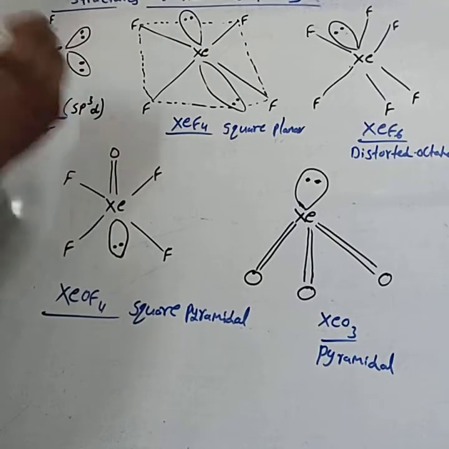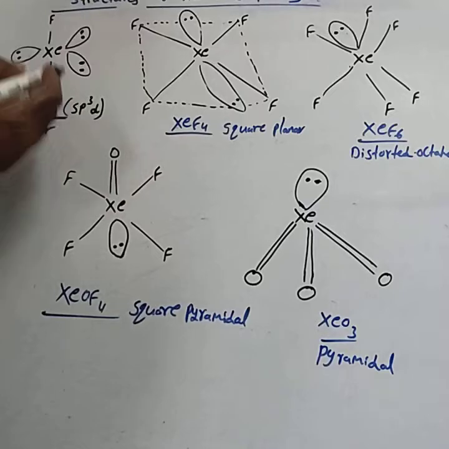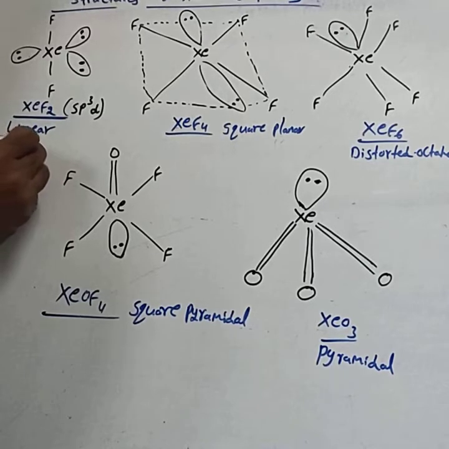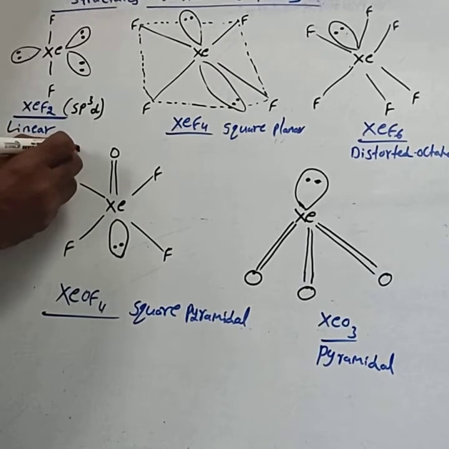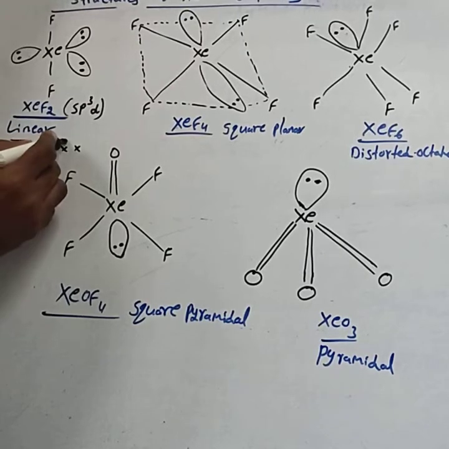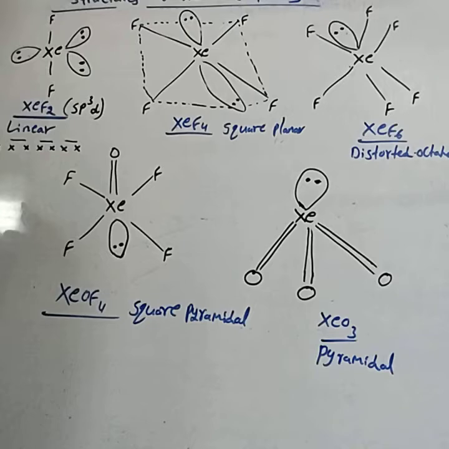sp3d hybridization. You have to practice the hybridization state of xenon also. Xenon: this is the s orbital, P1, P2, P3, D, so sp3d orbital hybridization. This is linear. Xenon has 8 valence electrons: 1, 2, 3, 4, 5, 6, 7, 8. Fluorine is monovalent. Then this is 1 lone pair, 2 lone pairs, 3 lone pairs. Based on this, we find out the hybridization.